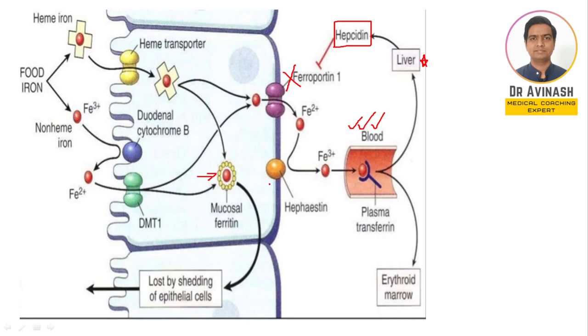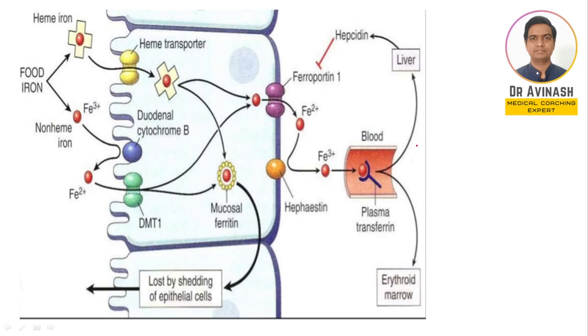Our intestinal cells get replaced literally every day, every other day. So when this epithelium is lost by shedding, this extra mucosal ferritin is also lost, which means if your blood does not require iron, it doesn't matter whether you eat iron in your diet or not. If you eat iron, it will not get into the blood. If there is enough iron in the blood, no more iron absorption will take place.